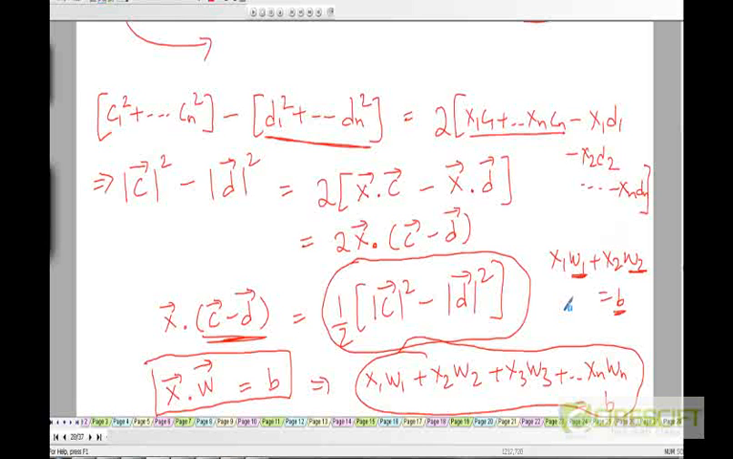Okay, so this is the equation of a straight line. What if you look at 3 dimensions? So let's say n is equal to 3. Then you would have x1 w1 plus x2 w2 plus x3 w3 is equal to b. And this, if you note, is the equation of a two-dimensional plane in 3D space. Just like with n equal to 2, you had the equation of a straight line in two-dimensional space, now you have the equation of a plane in three-dimensional space.